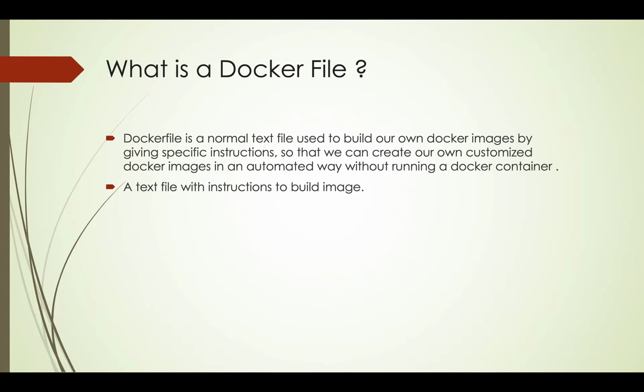What is a Dockerfile? A Dockerfile is nothing but a normal file. You need to write your specific instructions, and by using those instructions you can create your own Docker image. If you search Google for Dockerfile, you will get a lot of definitions. It's a simple definition I gave: a text file with instructions to build the image. This is a simple way to write the text file.